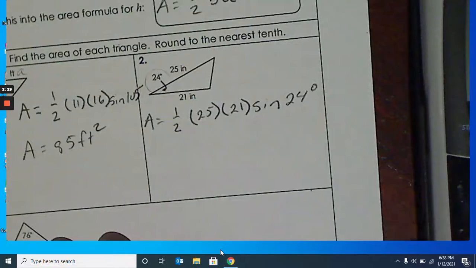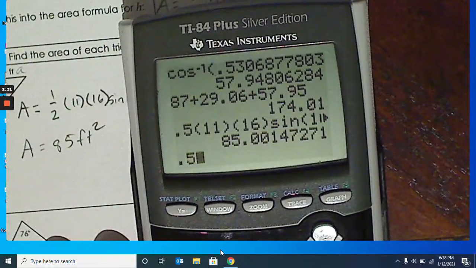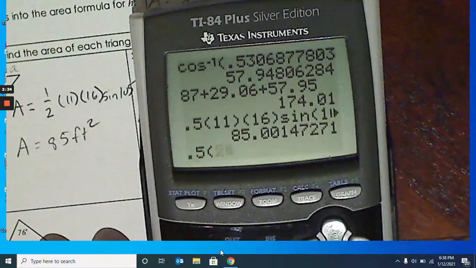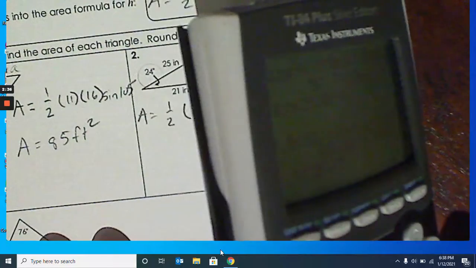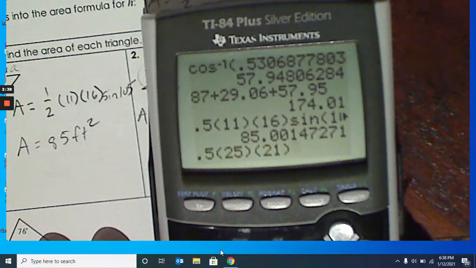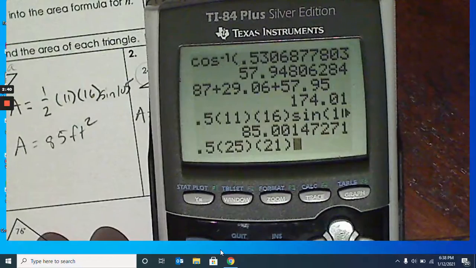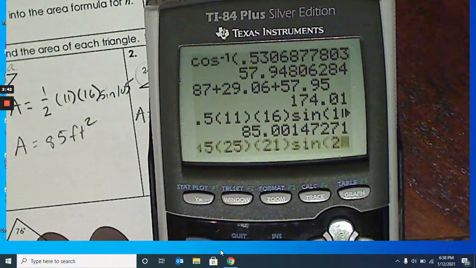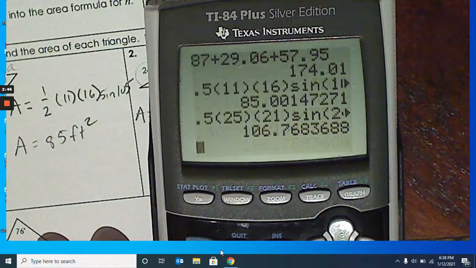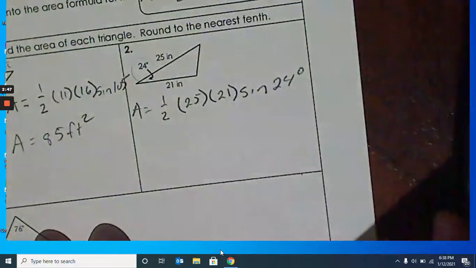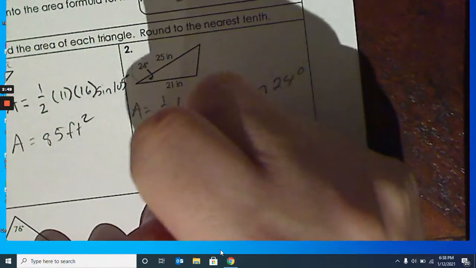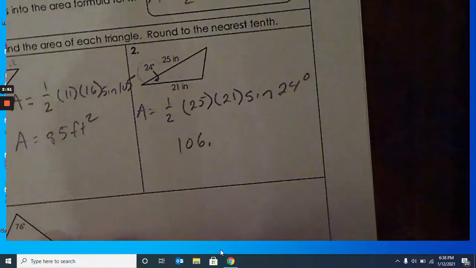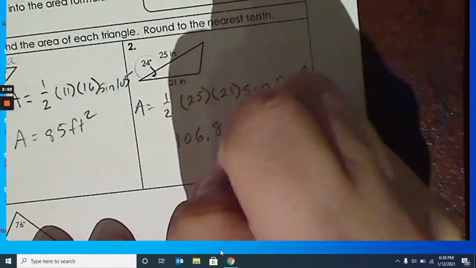Okay. So again, if I do my area formula, now sometimes students are like, why didn't I learn this in geometry? This would probably make things so much easier. You're right, it would have made things so much easier. 106.77, 106.8 feet squared is my area.